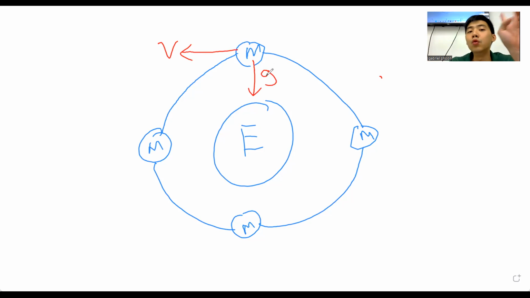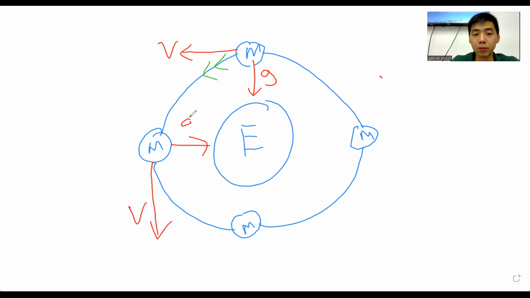Every time there are two forces acting on an object, there will always be a resultant force in between the two forces. Meaning to say, the reason why the moon is at this position and is moving like this is because there's one motion here and there's another gravitational pull here, right?